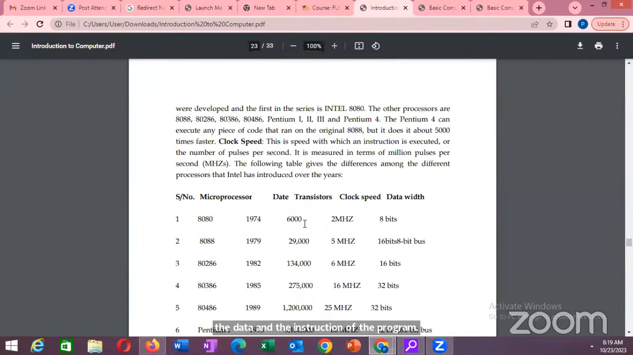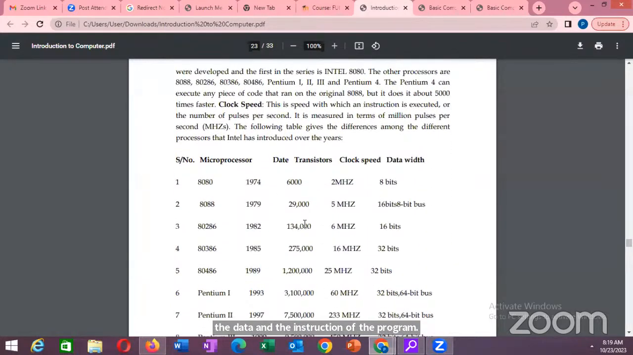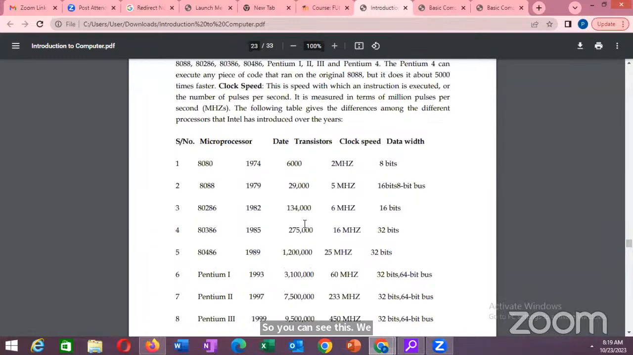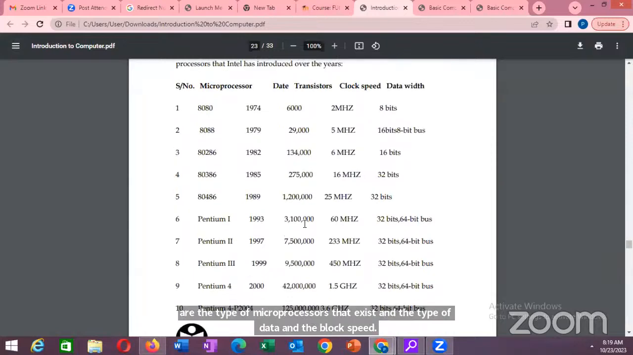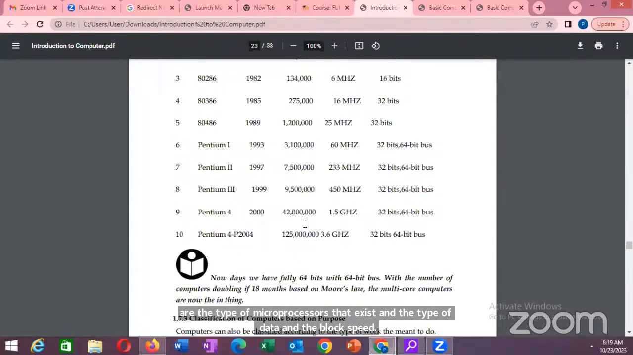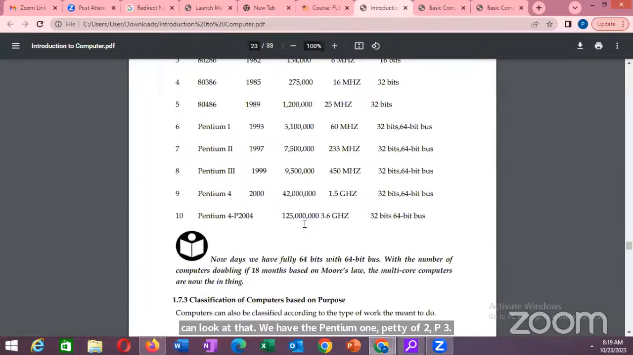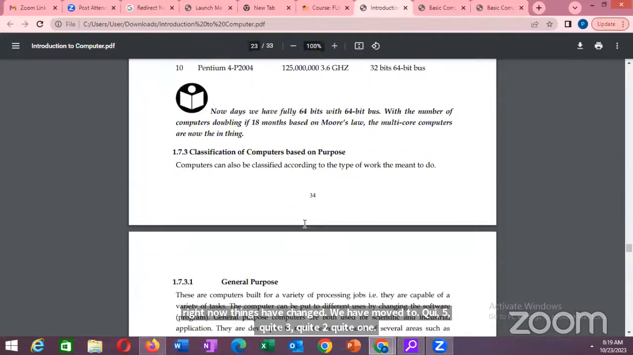So you can see this. We have the different microprocessors. We have the 8080, 8088, 8286, 83. These are the types of microprocessors that exist, and the type of data and the clock speeds. You can look at that. We have the Pentium 1, Pentium 2, Pentium 3. But right now things have changed. We have moved to Core i5, Core i3, and Core 2 Duo. So they have also changed.